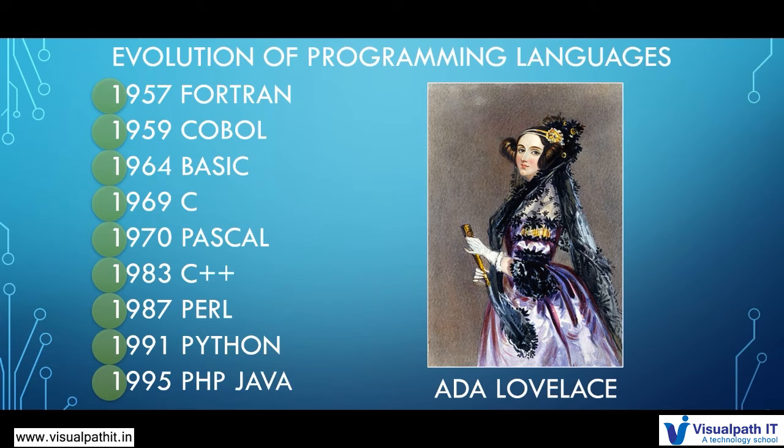It was developed to perform high-level scientific, mathematical, and statistical computations. In the year 1959, Common Business-Oriented Language was developed. It is behind the majority of the business transaction systems running credit card processing, ATMs, telephones, and cell systems.